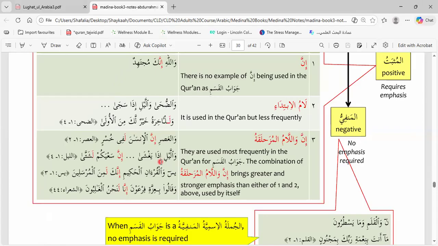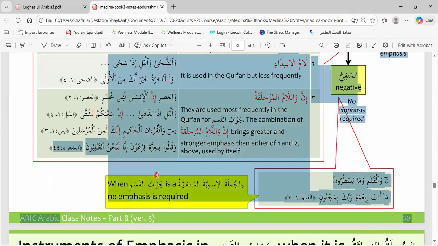So these are answers, the answering. The answer can use inna. It can use lam after the qasam, and then it can use inna and la, and it can connect with the next word. So it's a stronger emphasis than either one or two above by itself. So these are the stronger ones.